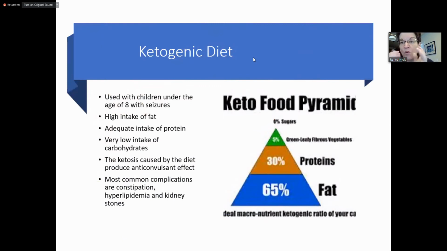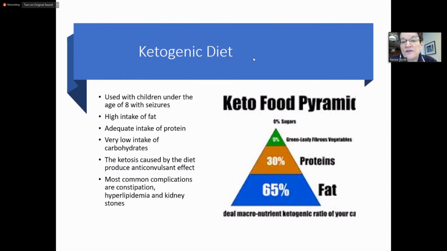Now, before we start talking about medications, one of the treatments that they often do, especially with children, is this ketogenic diet. Okay. As I said, it's used with children under the age of 8, typically with seizure disorders. And it is somewhat effective in reducing the severity and number of seizures that these children experience.